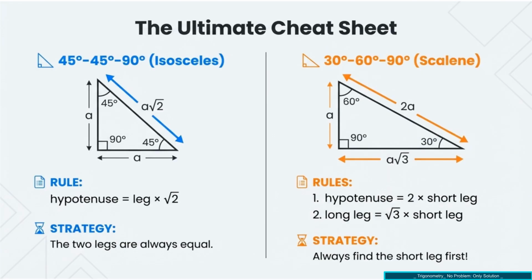All in all, here are the formulas you should remember. This is the ultimate cheat sheet. As you can see in the figures, in the 45 by 45 by 90 triangle, the legs are equal, and the hypotenuse is leg times the square root of 2. For the 30 by 60 by 90 triangle, always find the short leg first, then use the formulas for the hypotenuse and the long leg.